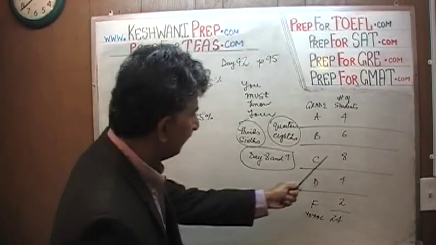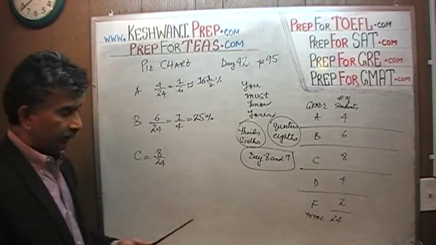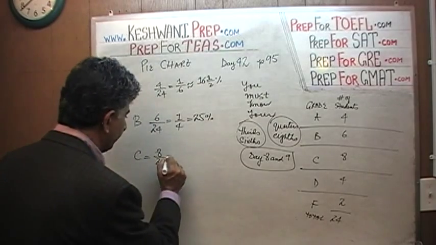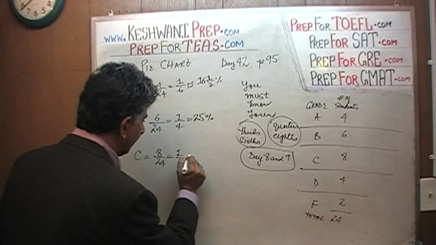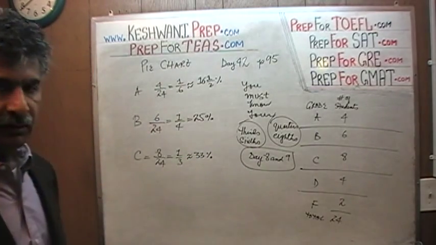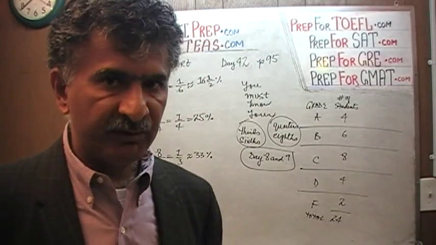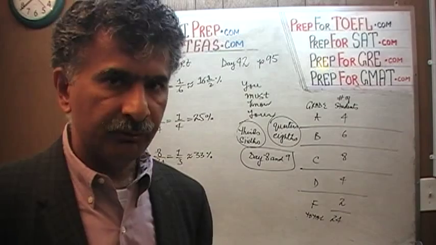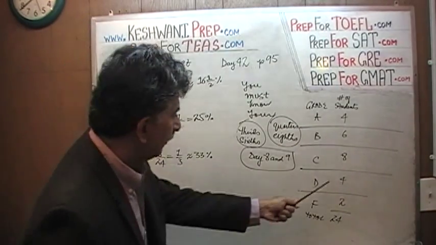C, we are told, is 8. Well, 8 is also going to be very easy. 8 out of 24. If we divide top and bottom by 8, we get 1/3, which is approximately 33%. Like I said, do not make a fuss. Do not go around saying 33.333. Nobody's going to be impressed by that. You're simply going to be wasting your time. Do you understand?